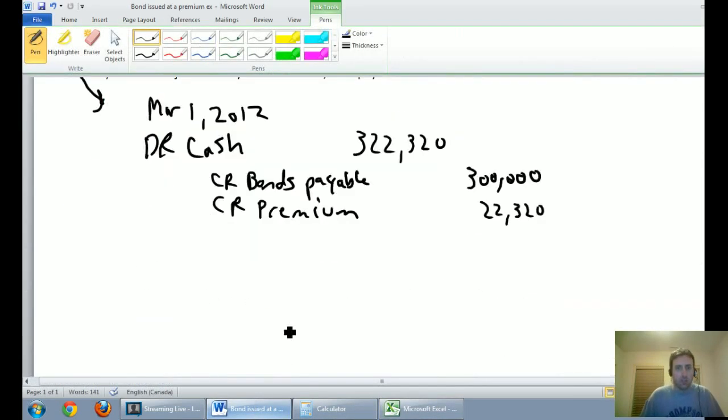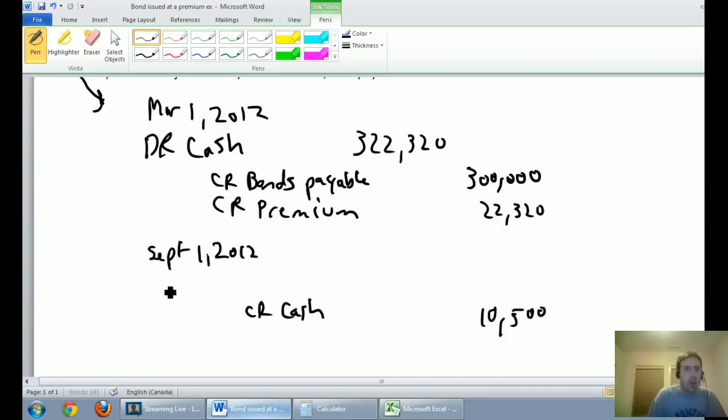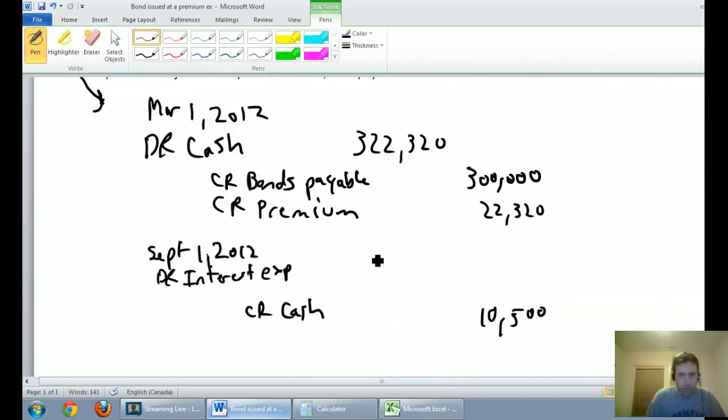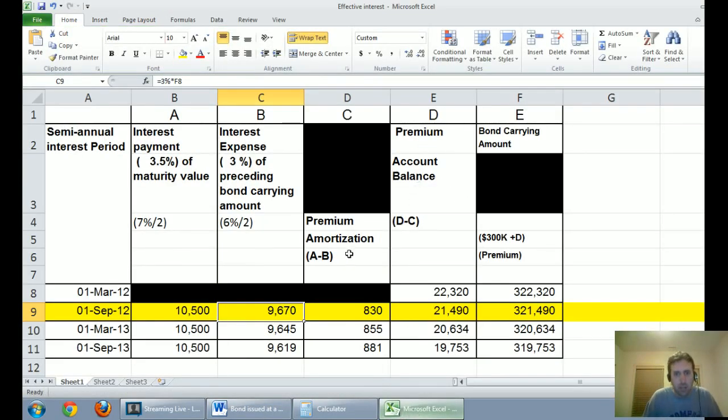So let's do it. September 1st, 2012. I'm going to credit cash for 10,500. I am going to debit interest expense for the amount it tells me to, 9,670. That's the reason we do the table. And now I can see I'm missing a debit, and we've set our premium of 22,320. We're going to amortize it. We're going to reduce that premium. Our premium amortization is 830.